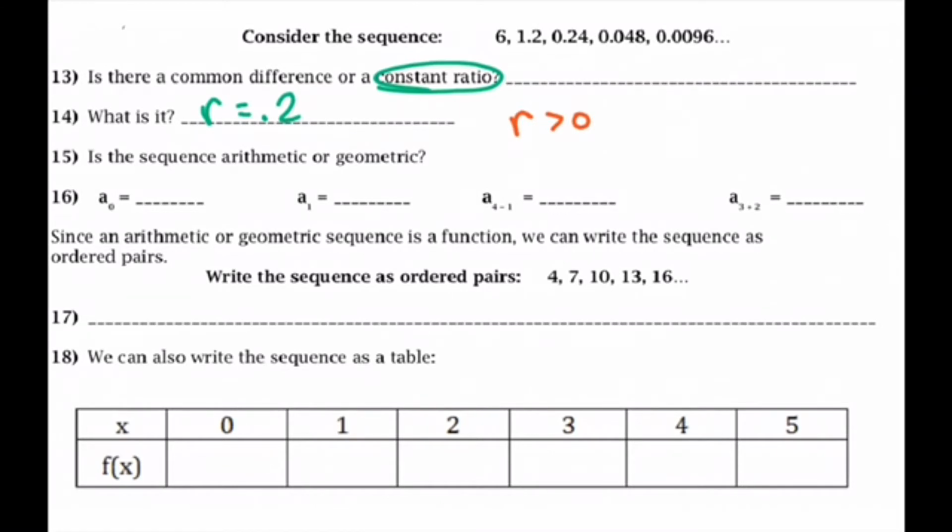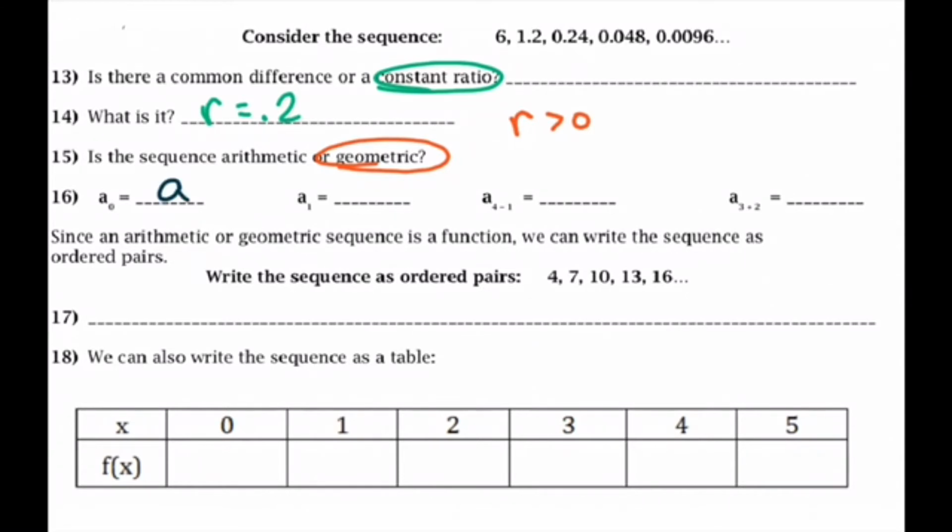Okay, so is this sequence arithmetic or geometric? What did we decide? Geometric. Okay, can you guys answer the following questions? A sub 0. Ooh, what is that? Elizabeth? I think it's A. You think it's what? A. You think it's A? What is A? Just so like you would just write A?